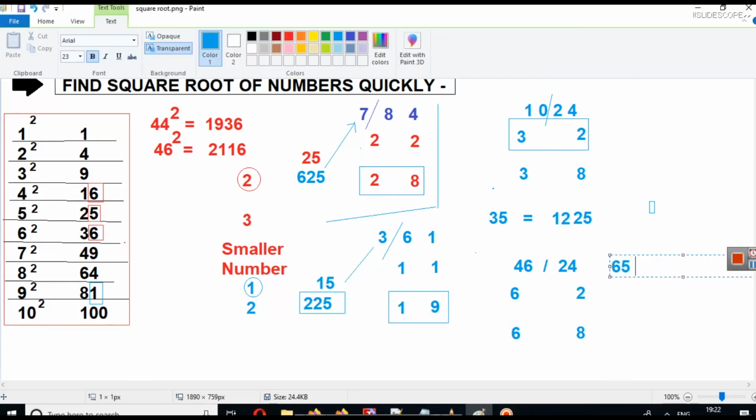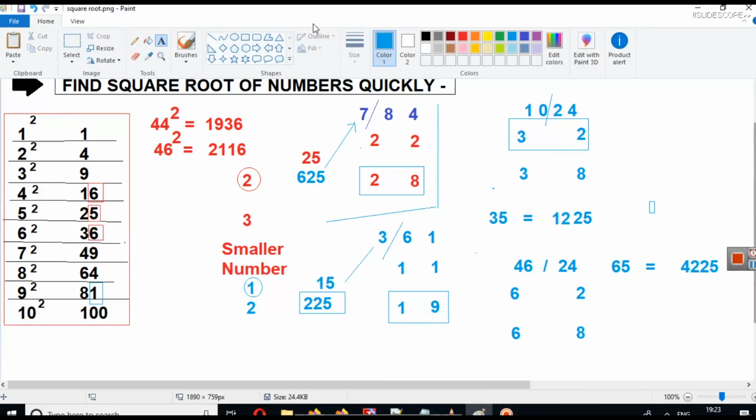We just have to find the square of 65. So, in case of 65, first write 25 here. Do 6 plus 1. 6 plus 1 is 7. 7 into 6 is 42. So, 4225. 4225 is less than 4624. Hence, the number which is greater than 4225 will be our square root, and this is our answer.